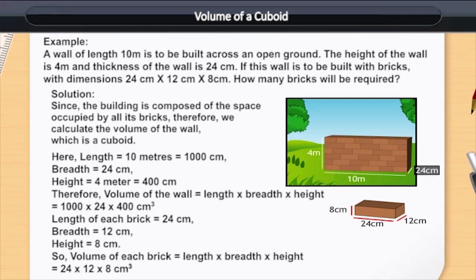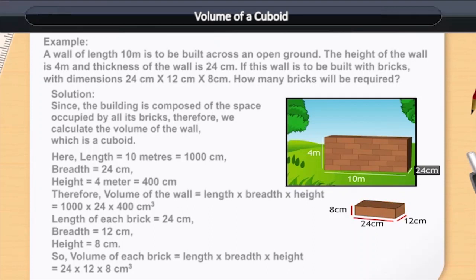Length of each brick is equal to 24 centimeters. Breadth is equal to 12 centimeters. Height is equal to 8 centimeters. So, volume of each brick is equal to length multiplied by breadth multiplied by height, which is equal to 24 multiplied by 12 multiplied by 8 cubic centimeters.